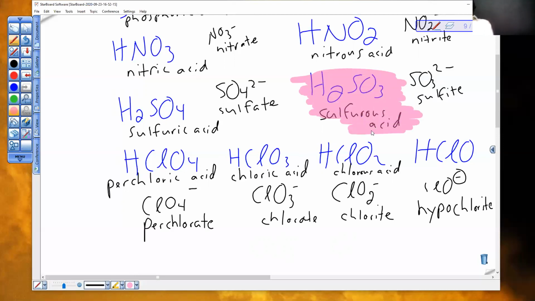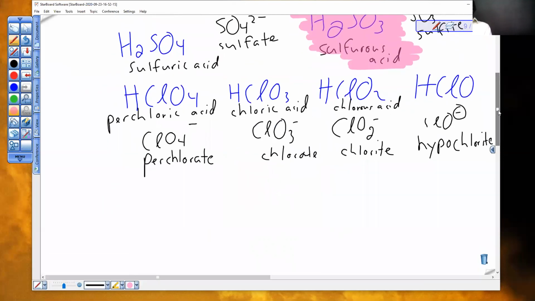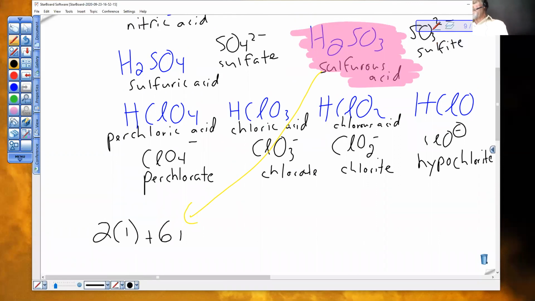You got to count your valence electrons the normal way. You have 2 hydrogens, each with 1. You have a sulfur with 6. You have oxygens with 6, and there's 3 of them. That should be 26 valence electrons. Make sure. 3 times 6, 18. 6 more. Is that right? Yeah, 6 more is 24. 4 times 6 is 24, and 2 more is 26.